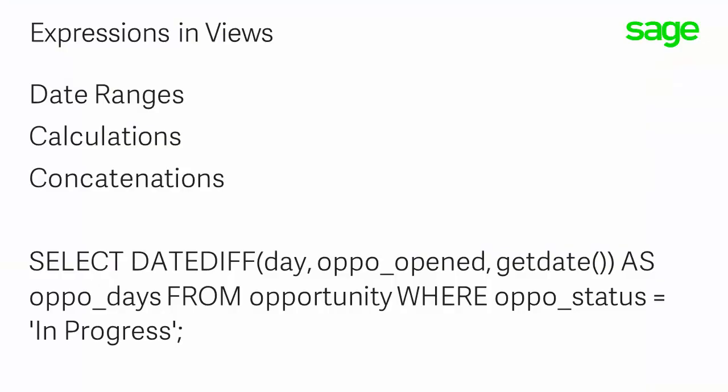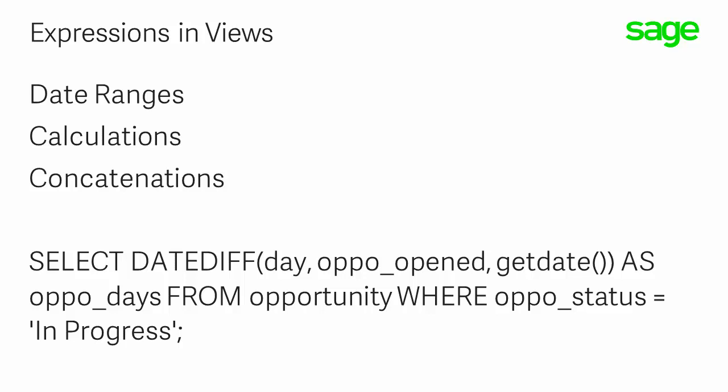Now, views allow us to carry out this type of behavior. We can concatenate data, we can carry out calculations, we can perform evaluations on date ranges. You can see a very simple example here.